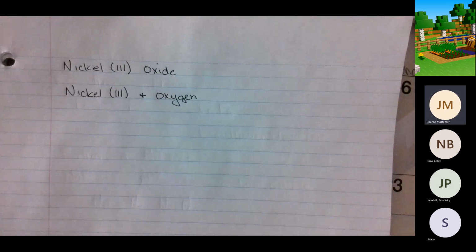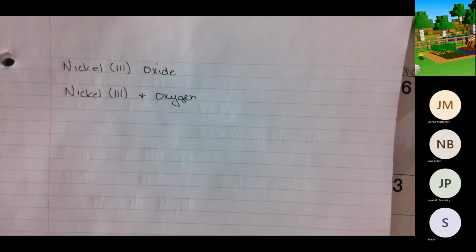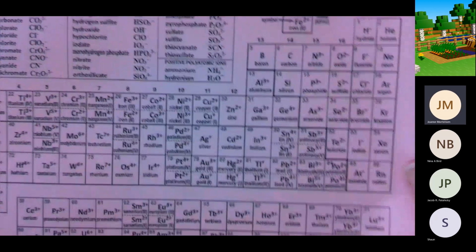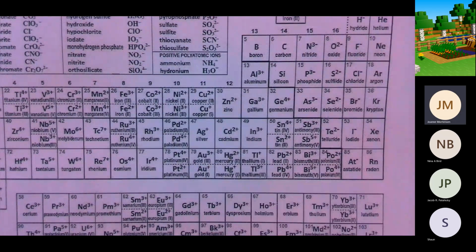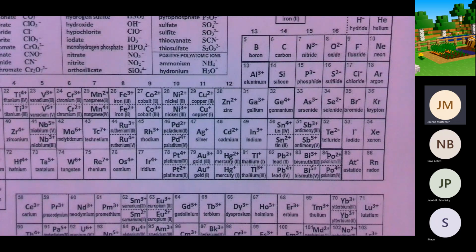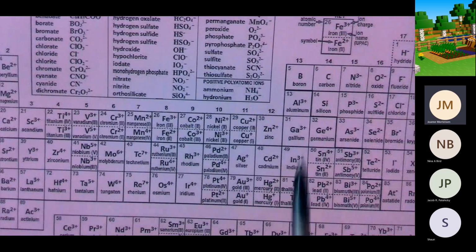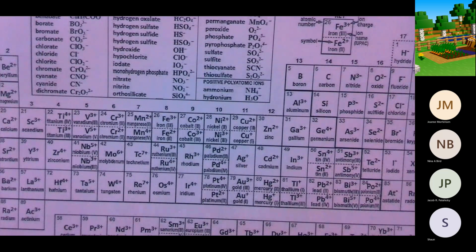I challenge you all: why is there a 3 after the nickel? Is it because of the charges on them? Yes, because if you look up nickel, there are 2 possibilities. Nickel will form a +2 or a +3 ion. This whole middle part is called transition metals. I kind of think of them as teenagers. Sometimes they act one way and sometimes they act another way.